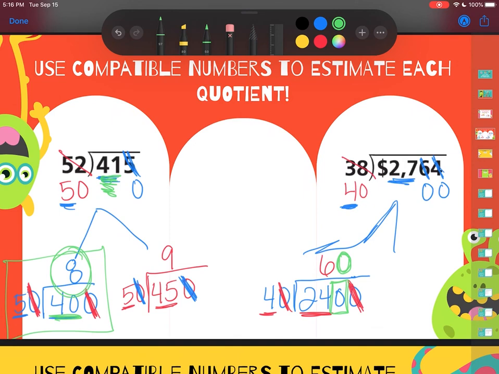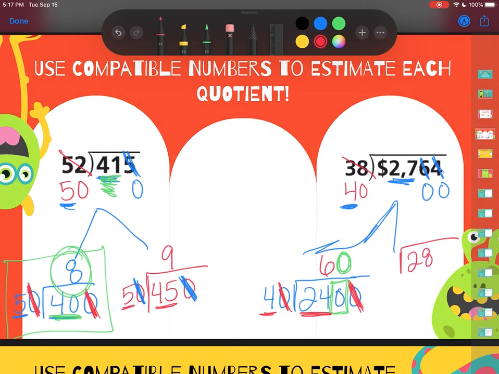So now let's try our estimate that's going to be a little bit above. So our compatible number that's above 27, that's a multiple of 4, is going to be 28. 28 is going to be my next number.